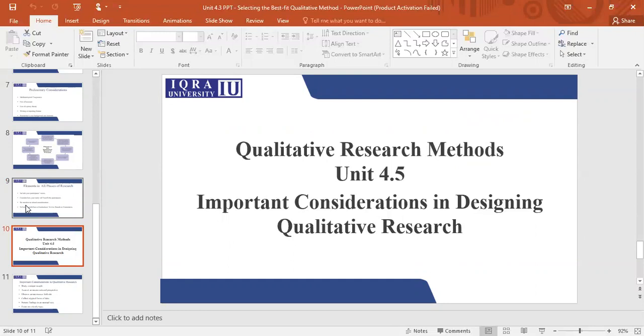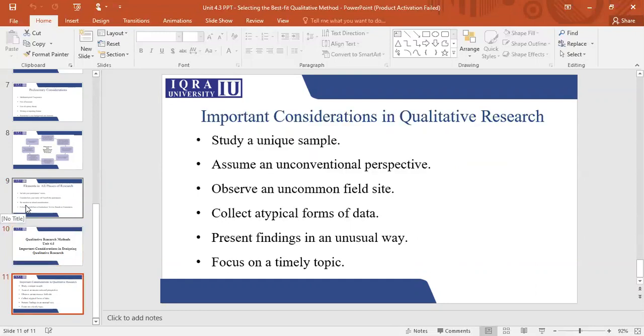Then there are some important considerations that you need to see whenever you are designing a qualitative research. You need to see that you are studying a unique sample. You need to see that the problem actually exists over there. You need to see that the sample is unique. You need to see that the sample is a true representation of the population. As I said, you usually don't have prior assumptions, but if there is a theory, if there are certain themes already there, some of them might match, some of them won't, so you can look at that as well.